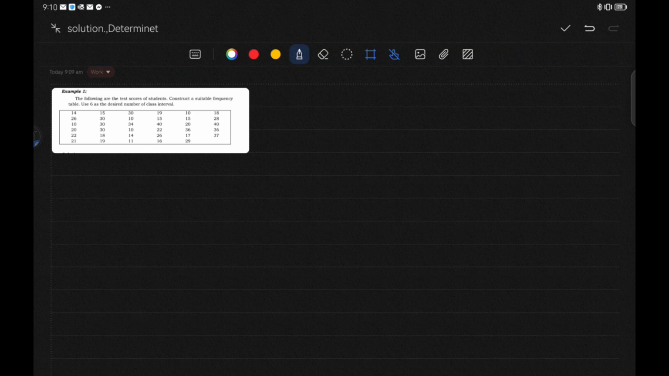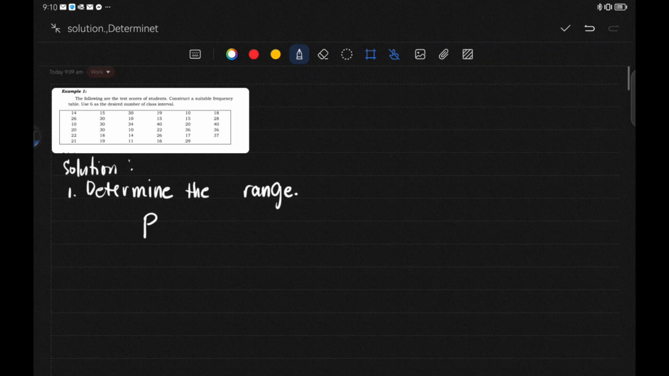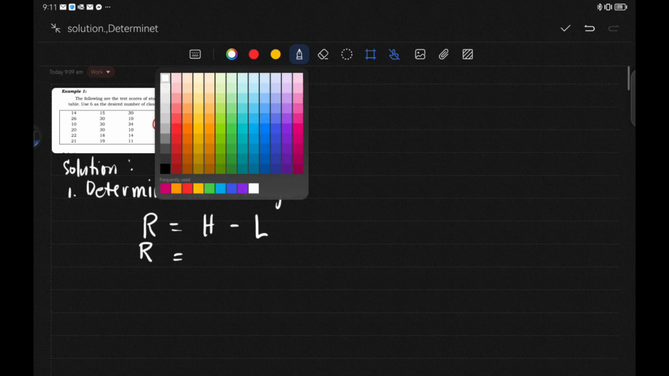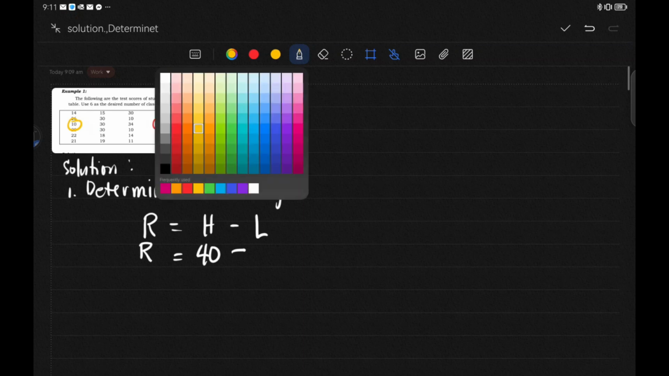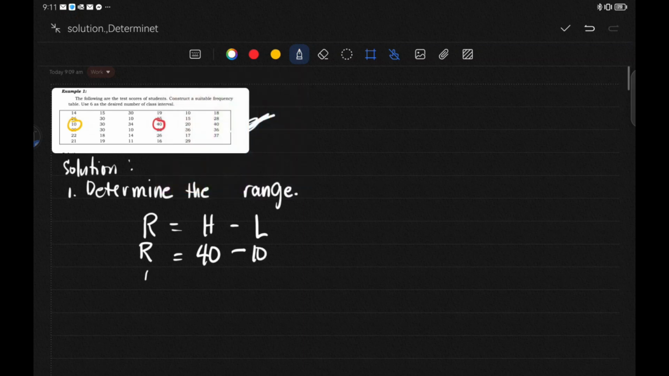Okay, so the solution for example number 1 is this one. Step 1, we need to determine the range using the formula R equals H minus L. Now we need to identify the highest value from this table. From what I see, the highest value is 40. So we need to write 40 minus, and the lowest value is 10. So this is minus 10. So the range is equal to 30.